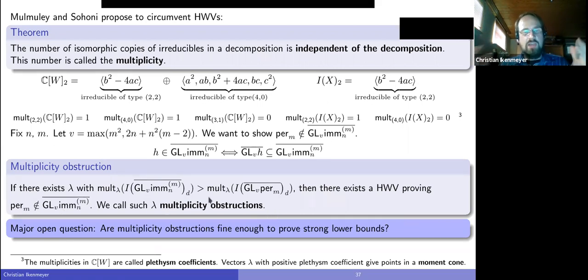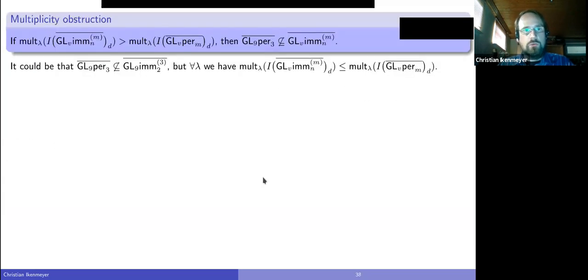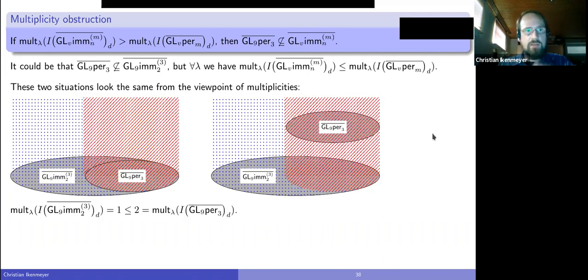And this is just by counting, right? There must be some highest weight vector that vanishes here, but doesn't vanish here, just by counting how many there are. And the major open question is, is this fine enough to prove strong lower bounds? We don't know that yet, but in principle, there could be some issue, right? It could be that the permanent orbit closure does not lie in the IMM orbit closure, but you cannot see it with the multiplicities. This might happen. So here's an example of how this might look.